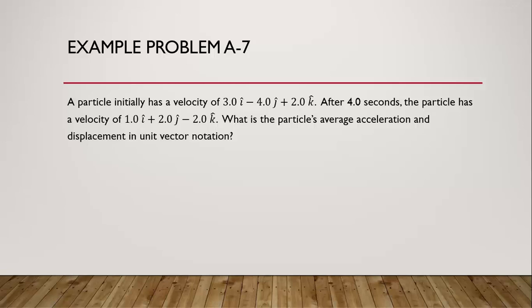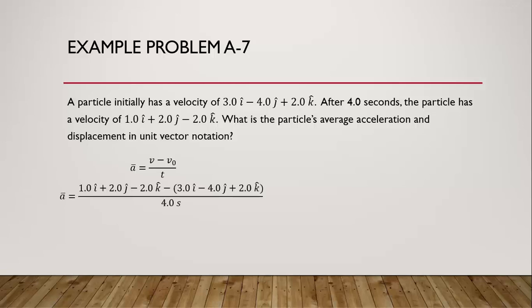So we've got some interesting things here. We've got something that is a three-dimensional problem, and we want to find average acceleration for it. Well, average acceleration is v minus v initial divided by t. So what I could do is find the x component, the y component, the z component independently and solve those out. But another nice thing about unit vector notation is that I can take the whole unit vector.